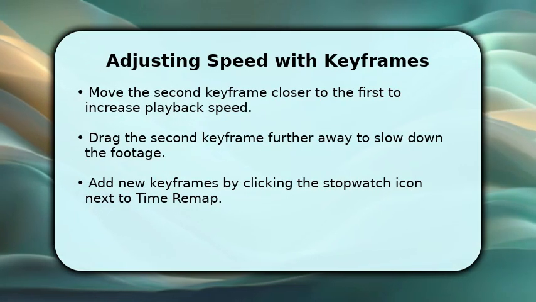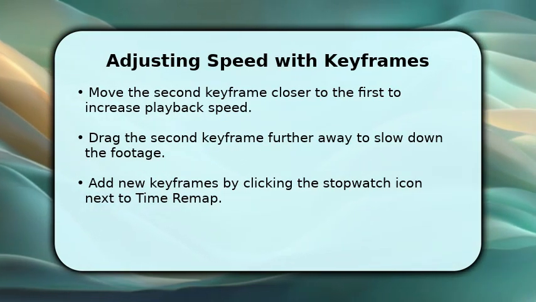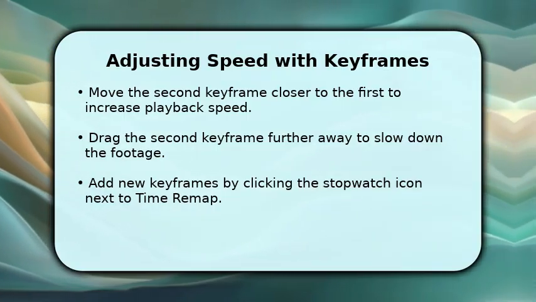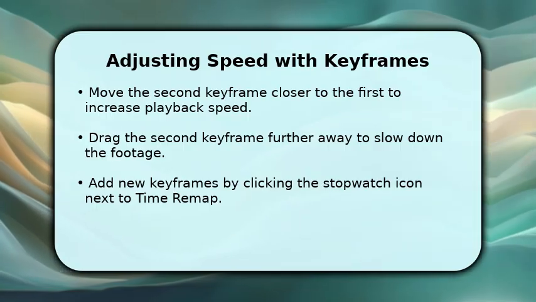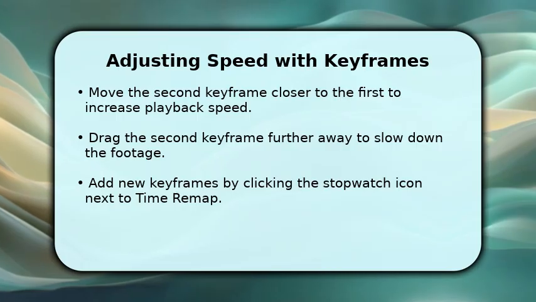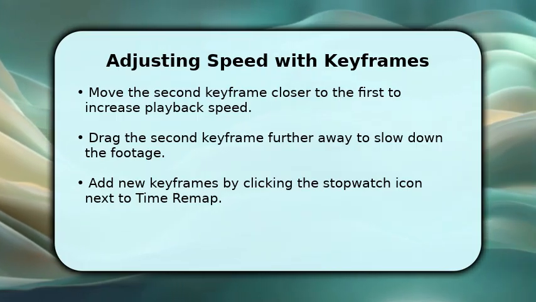Once time remapping is enabled, you can easily adjust your clip's speed. Moving the second keyframe closer to the first will make your footage play faster, compressing the original duration. Conversely, dragging that keyframe further away will stretch out the duration, creating a slower playback.